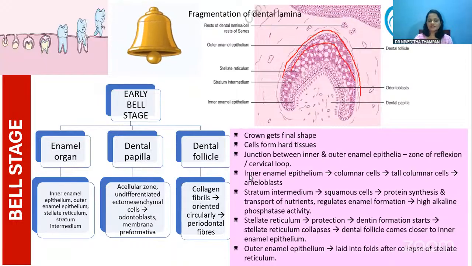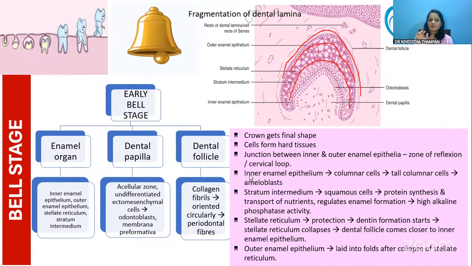And just below the stellate reticulum and above the inner enamel epithelium, you will be able to see a layer of squamous cells which are called the stratum intermedium. The stratum intermedium is another important structure. Why? Because it helps in protein synthesis, it helps in the transport of nutrients, it regulates enamel formation, and it also has high alkaline phosphatase activity.